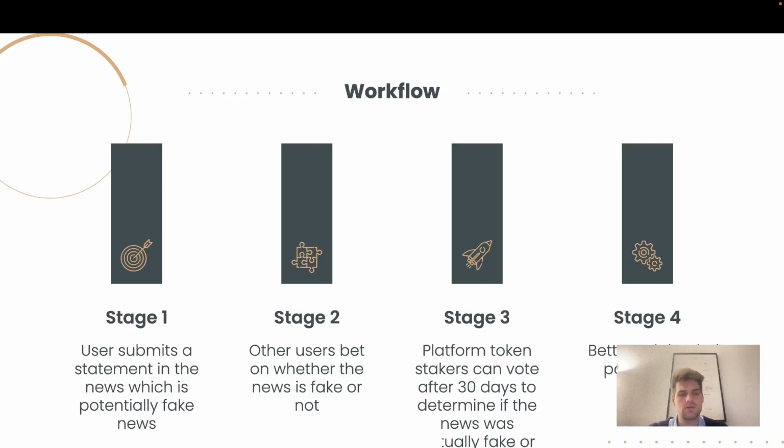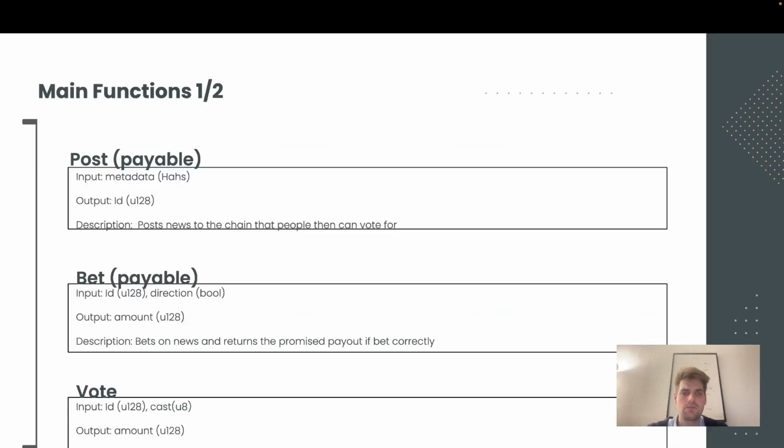This is how it's going to be. User submits a statement, which might potentially be fake news. Stage 2 is that users bet on whether they think it's actually fake or not. Stage 3 is the stakers can vote if it was fake news or not. And stage 4 is that bettors can claim their payment back, their payouts.